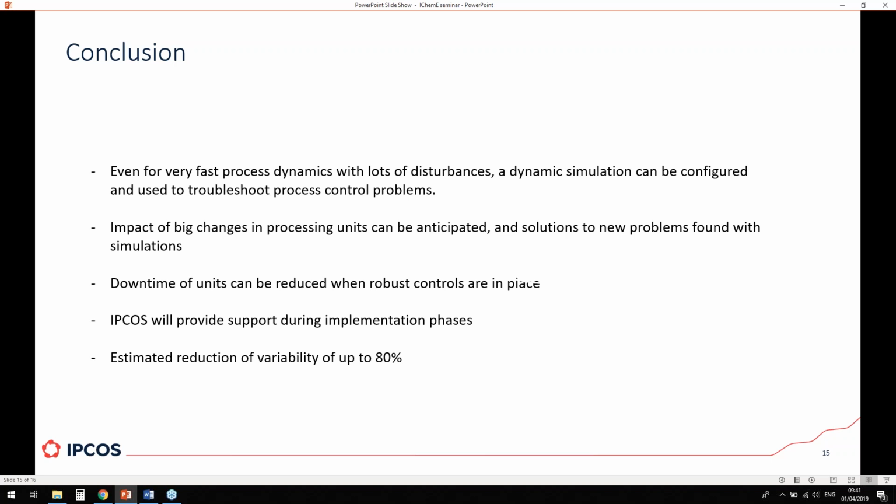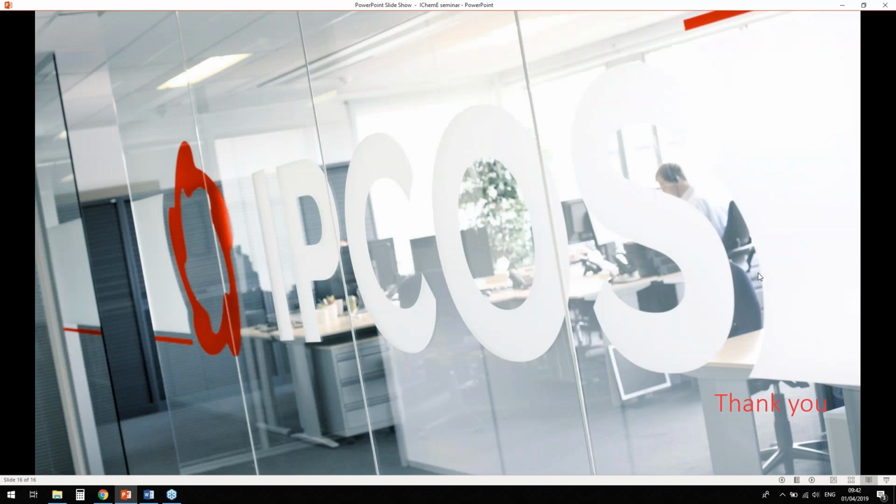We will provide support during the implementation phases, because not only do we have the expertise to develop this type of simulations, but also the expertise with the control systems, so we can help implement this. And we estimate a reduction of variability of up to 80%. So again, it all goes in the direction of increasing robustness of the controls and a much better understanding of the process. Okay, that's it.